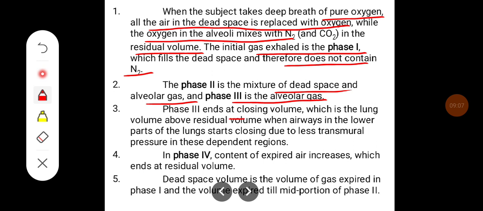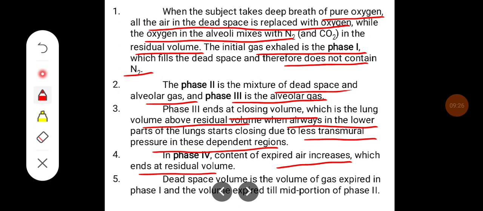Phase 3 ends at closing volume, which is the lung volume above residual volume when airways in the lower parts of the lungs start closing due to the less transmural pressure in these dependent regions. In phase 4, the nitrogen content of expired air increases, which ends at residual volume. The dead space volume is the volume of gas expired in phase 1 and the volume expired till the mid portion of phase 2.